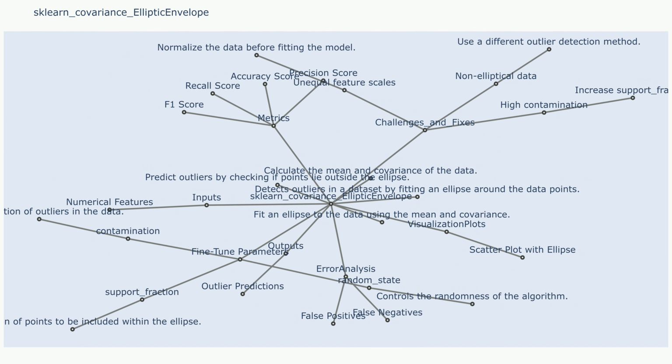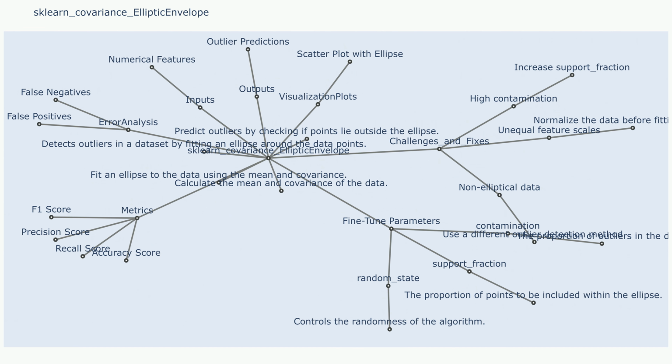Uncertainty methods. Bayesian inference can be used to estimate the uncertainty in the outlier scores. Bootstrap resampling can be used to estimate the uncertainty in the model parameters.